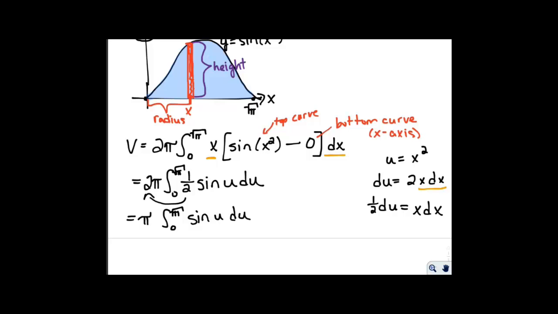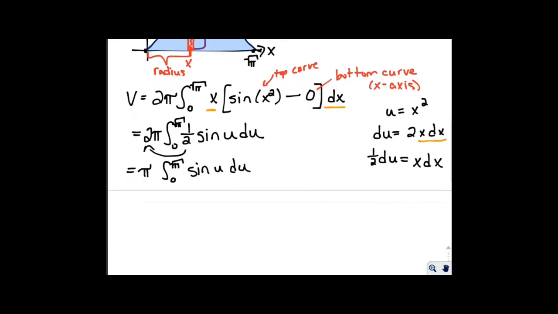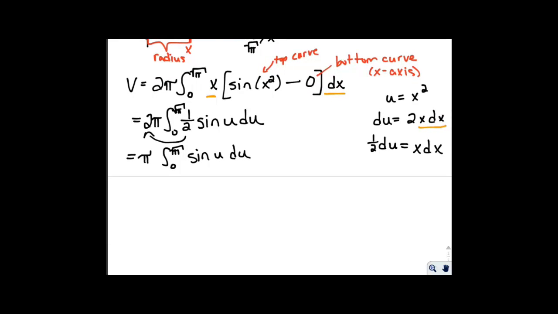So now we're going to integrate. Well, the integral of sine is just negative cosine. So it's negative cosine u from x equals 0 to square root of pi. And then we're going to replace u with what we started with, so we're going to put back x squared. So we get pi times negative cosine of x squared from 0 to square root of pi.